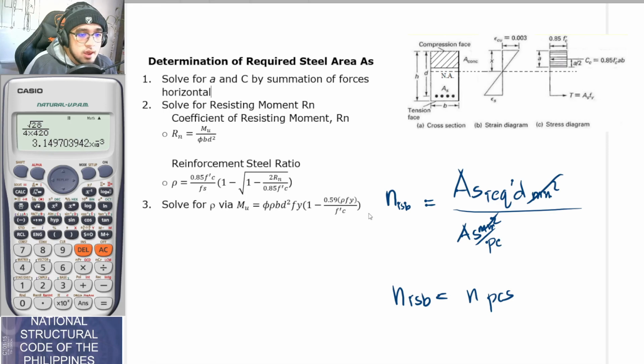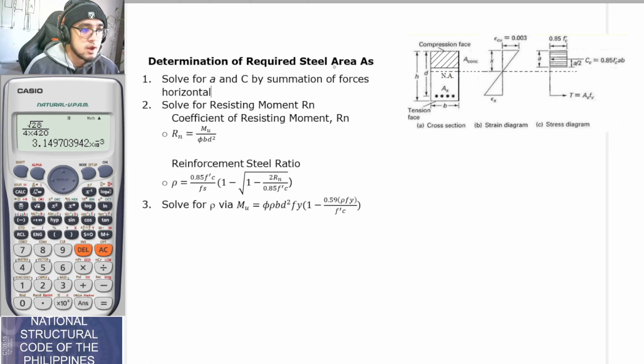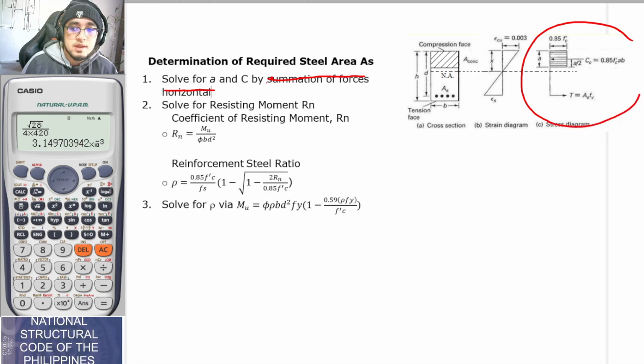Anyway, for the first method of determining the required steel, it says solve for A and C by summation. Teka, we have an error here. This is quite misleading, so yan na lang isipin nyo: you would be solving for A and C by any means possible. It is not necessarily that you will be using the summation, as long as you solve for A and C. Then, once you have solved for A and C, you will now be solving for AS. So paano ba yan? In this method, once again, you do not need to memorize any formula as long as you know this principle.